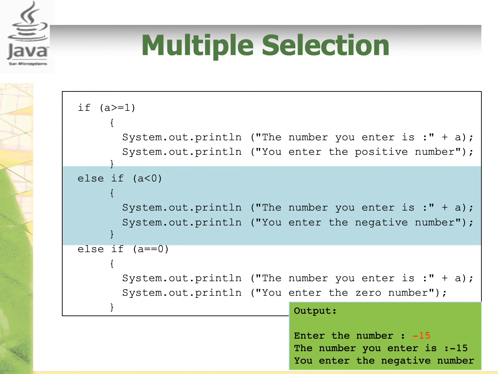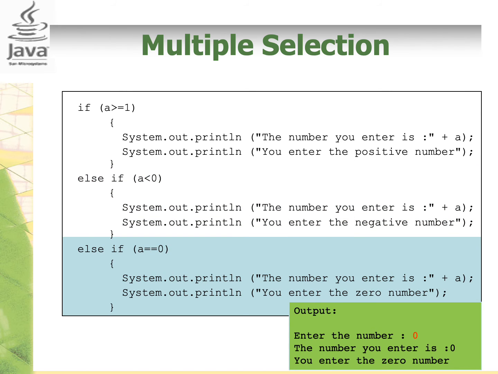If the user enters minus 15, it checks the first condition in the if. Is minus 15 larger than 1? That condition becomes false, so it skips the if statements and go to the else. As there is another if within the else, it checks again. Is minus 15 less than 0? The condition is true, so it executes the statements within the second if and ignore the rest. It will display the number you enter is minus 15. You enter the negative number.